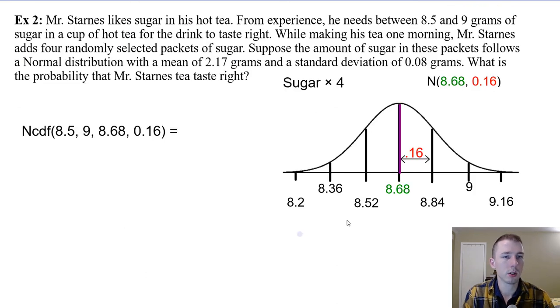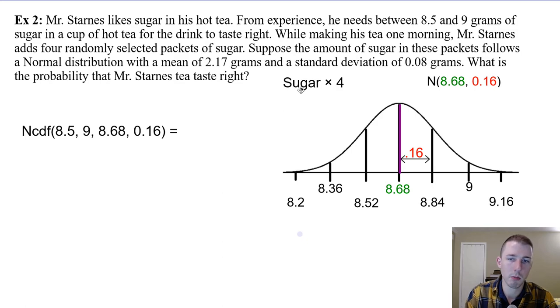All right, Mr. Starnes likes sugar in his hot tea. From experience, he needs anywhere from 8.5 to 9 grams of sugar in a cup of hot tea for the drink to taste right. While making his tea one morning, Mr. Starnes adds 4 randomly selected packets of sugar. Suppose the amount of sugar in each of these packets follows a normal distribution with a mean of 2.17 grams and a standard deviation of 0.08 grams. What's the probability that his tea tastes right?